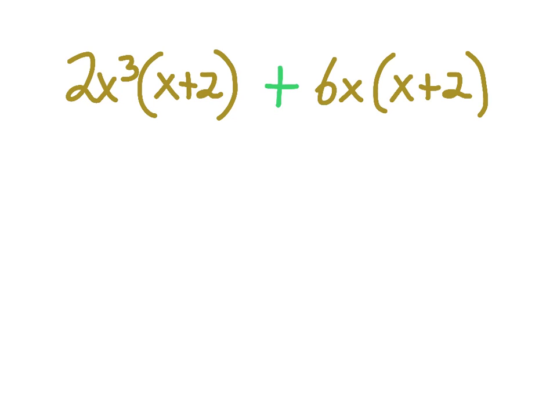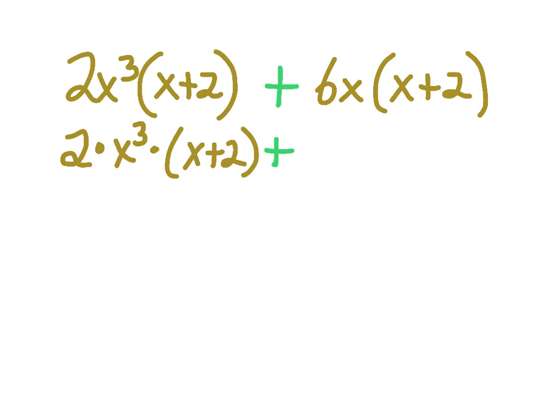And if I just detail that a little bit, I'm going to make that first term 2 times x cubed times x plus 2. And then I'm going to make the second part, just so I can really see the common factor, 6 as 2 times 3 times x plus 2. Now you can see here that I have a common factor of 2.